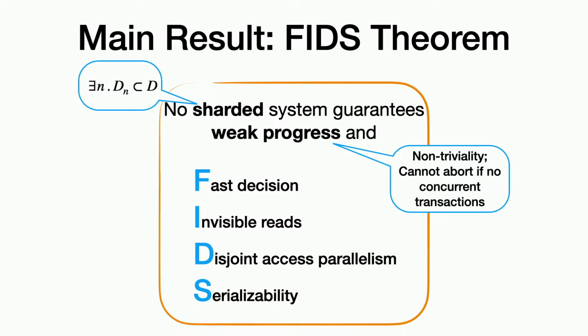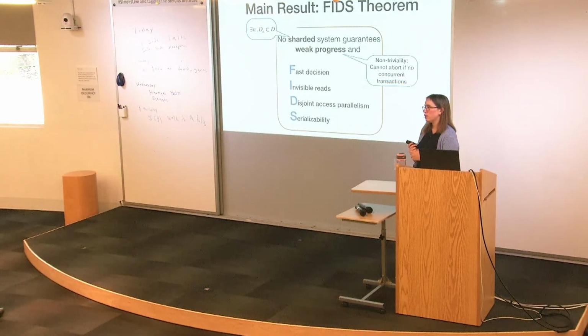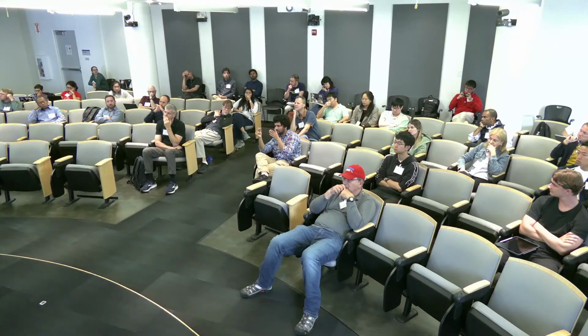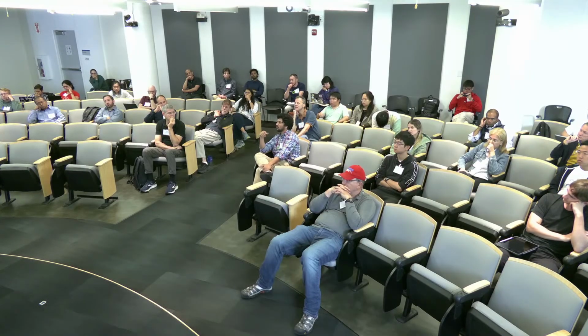The serializability, is it showing the impossibility of serializability in the sense of linearizability, where the appearance of atomicity needs to be within the interval? It doesn't need to be within the interval. Yeah. I see. And even then, it's strict serializability. Even then, it's impossible.